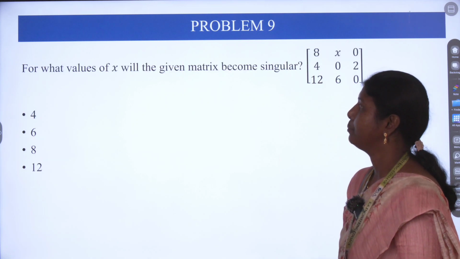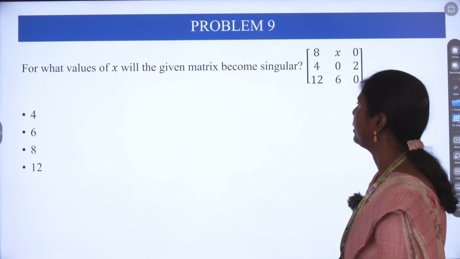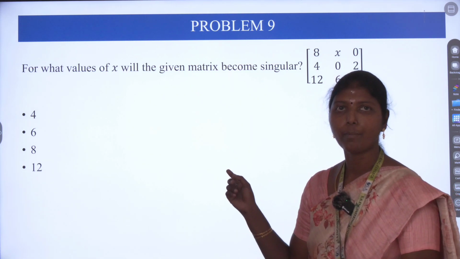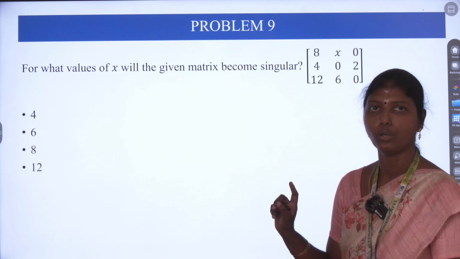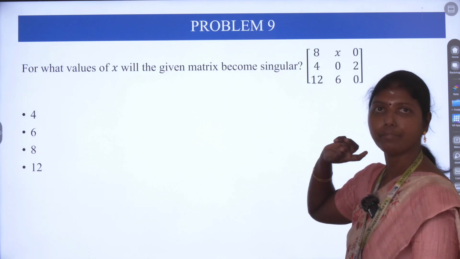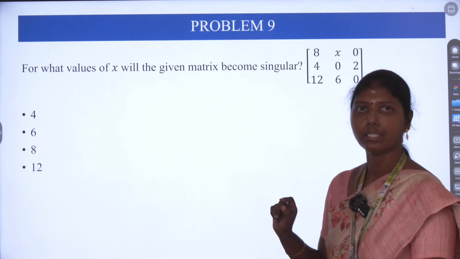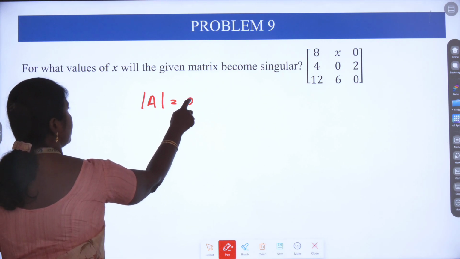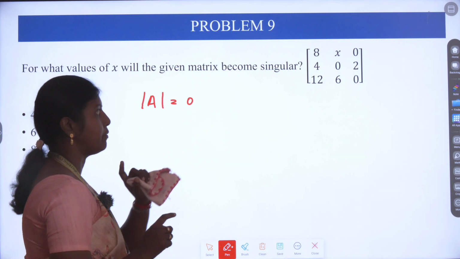So now the next problem. For what value of x will the given matrix become singular? The condition for a singular matrix is determinant of A equal to 0. So for the given matrix, we have to set determinant of A equal to 0. Now let us compute the determinant for the given matrix.